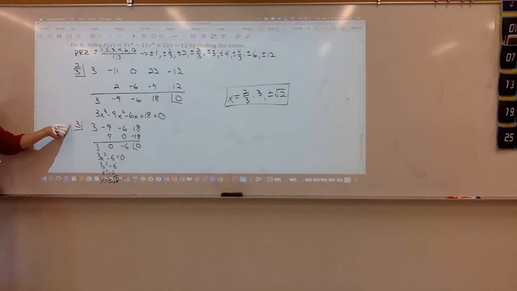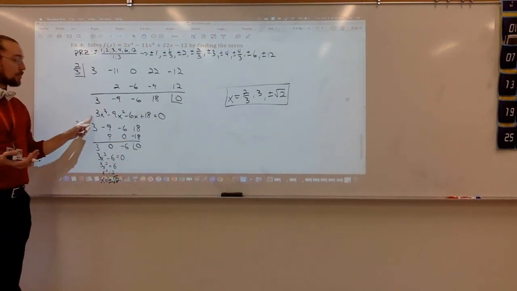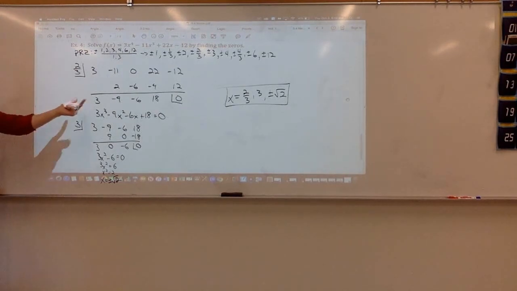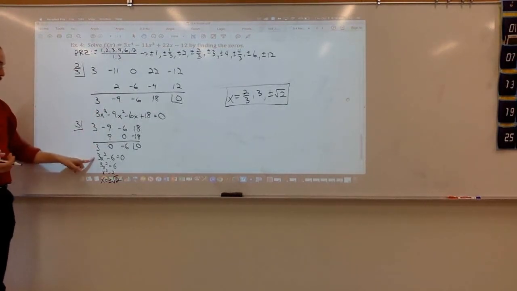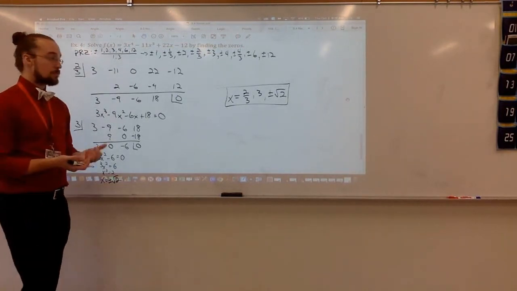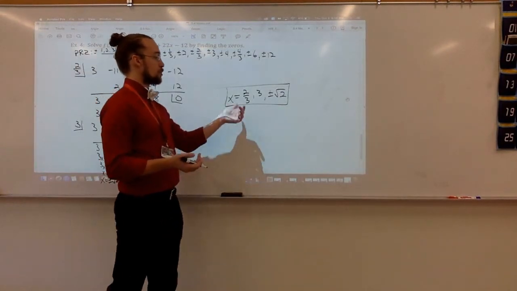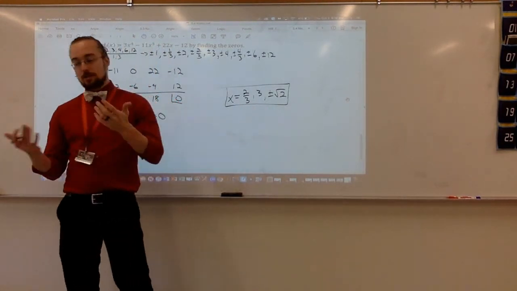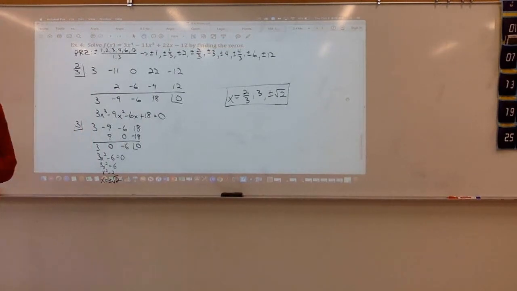So I'm going to use my other 0, we found to be 3, on this depressed cubic now. Once I do synthetic division, I end up with a quadratic that I can solve. When I solve that, we get plus or minus the square root of 2. So my 4 answers here are 2/3, 3, positive square root of 2, and negative square root of 2.